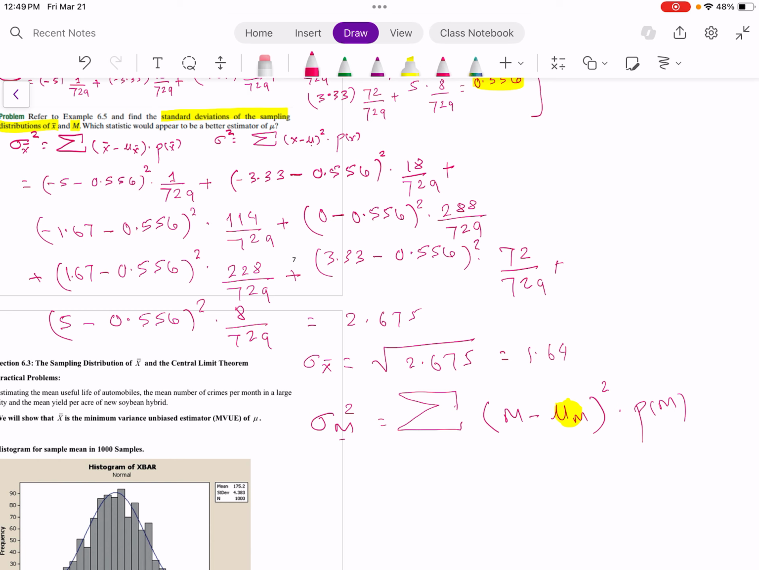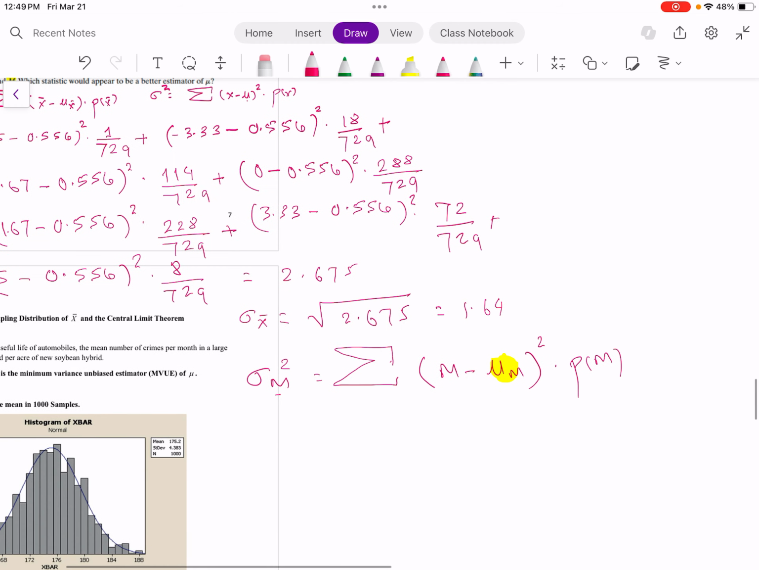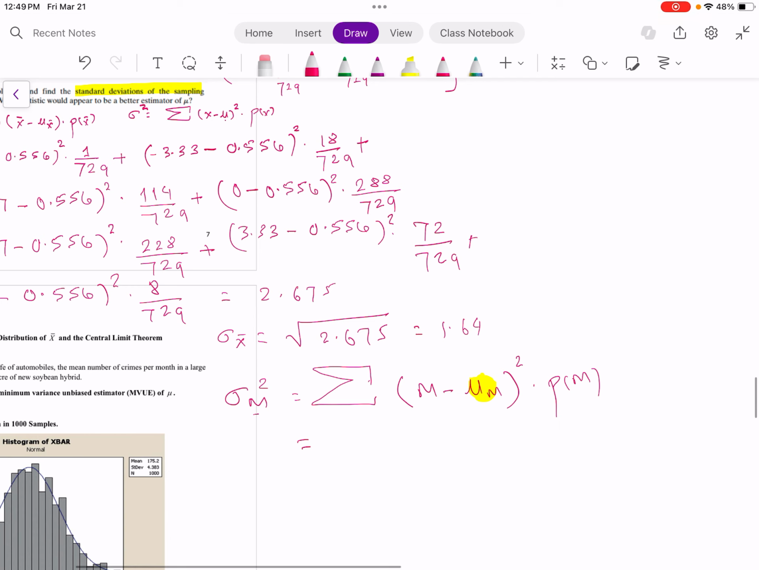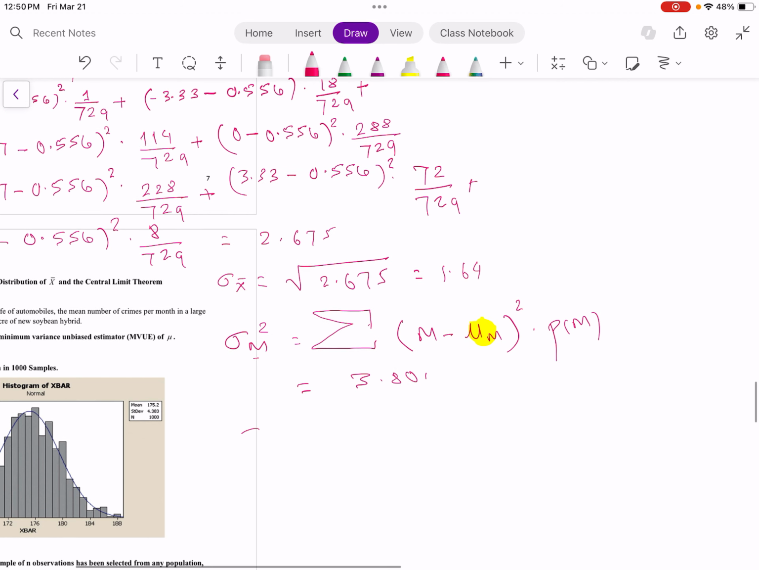Okay. And the final answer, I'll just write down the final answer here for sigma squared of m, and that is 3.801. So now we need to find sigma of m, which is the square root of 3.801, and this is equal to 1.95.